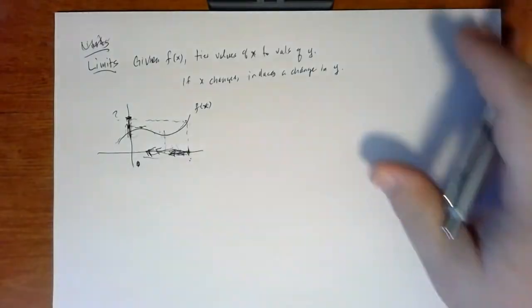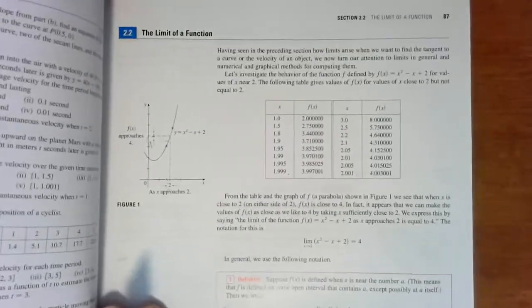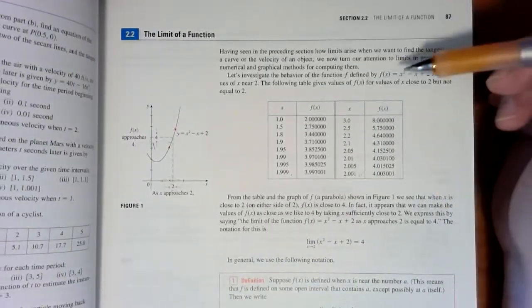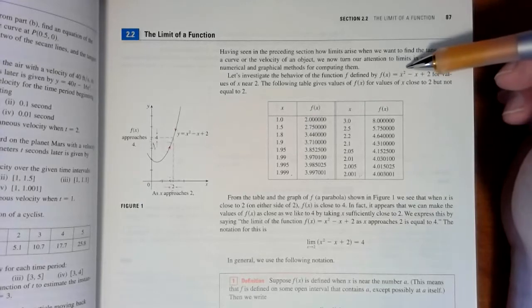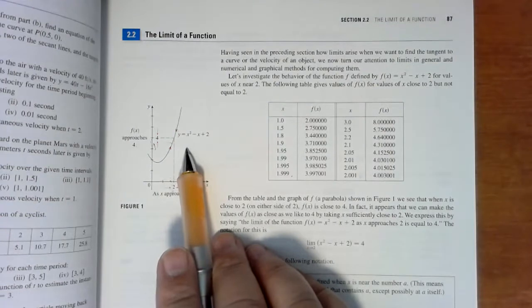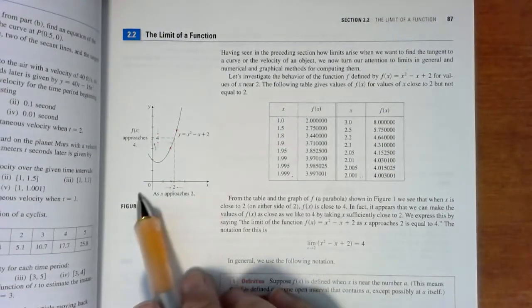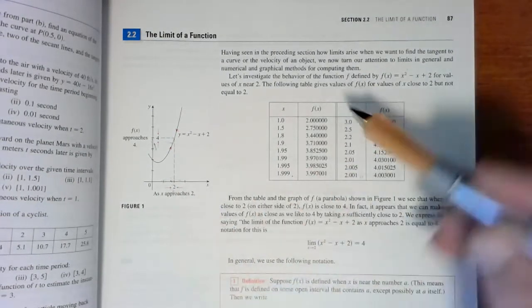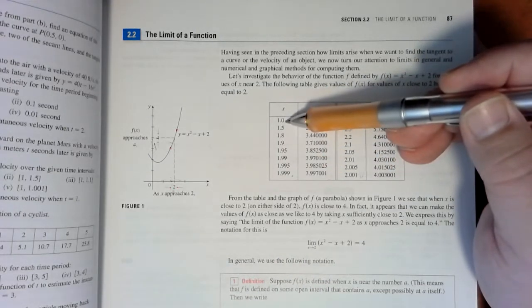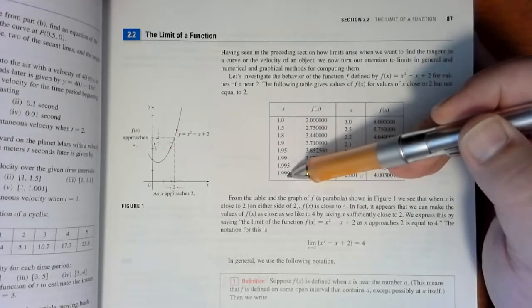Maybe I'll just go ahead and show you the example in the book for the first part, because there's a nice numerical table as well. The question here is, this is my function right here, x squared minus x plus 2, which is graphed here. We want to find out what happens as x approaches 2. You can see on the table that initially my x is starting at 1 and then working its way to 2.